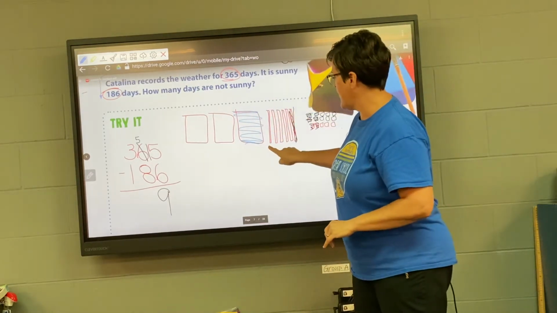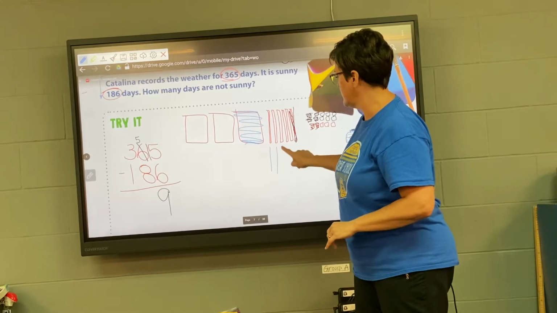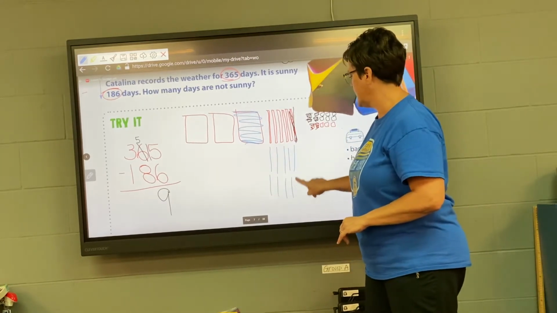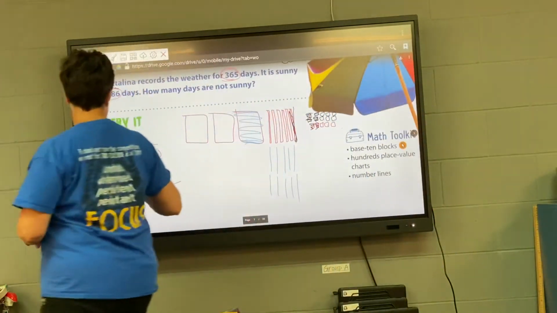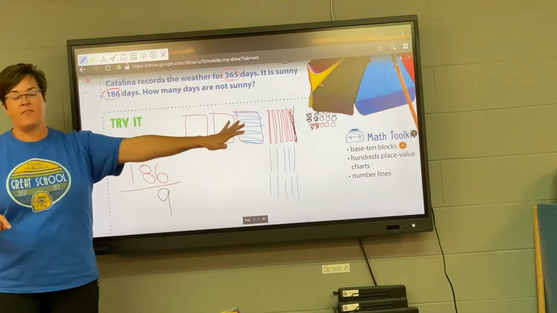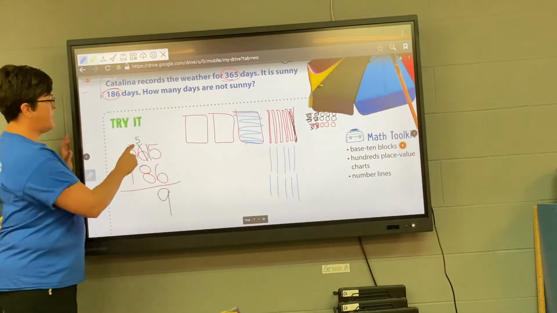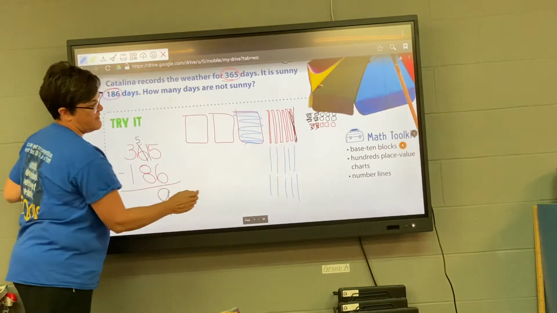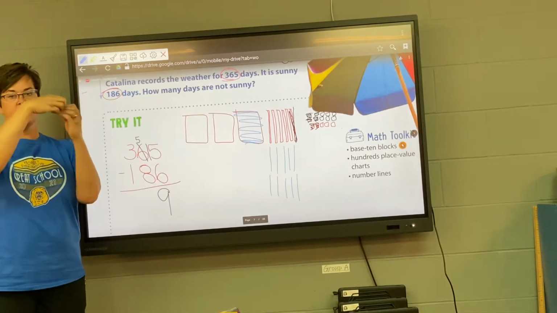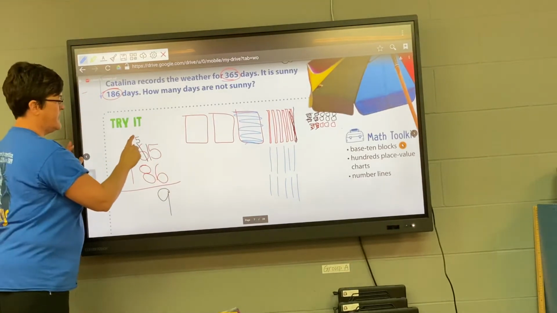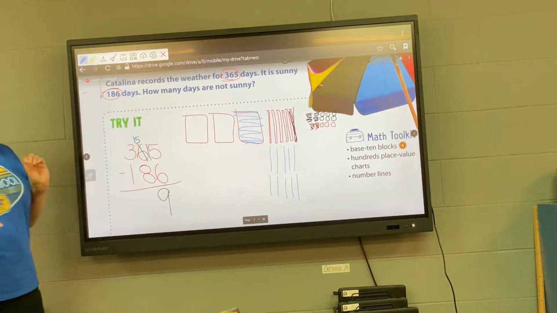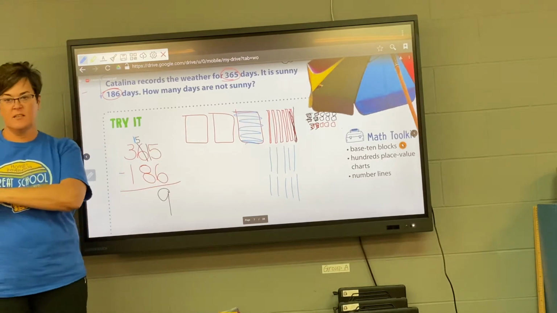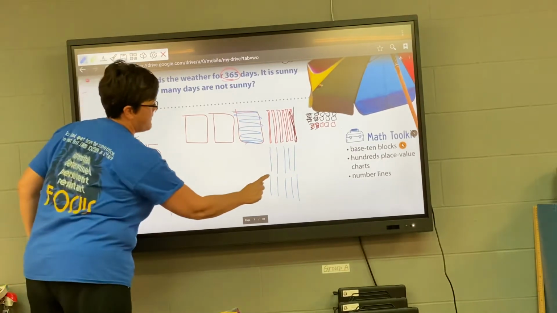So now I'm gonna have 10 more of these. 2, 3, 4, 5, 6, 7, 8, 9, 10. So now I don't have 5 tens anymore. How many tens do I have? 10 plus 5 tens is, now I have 15 tens. Do I have enough to be able to take 8 out of there? Yes. Okay, let's do that.